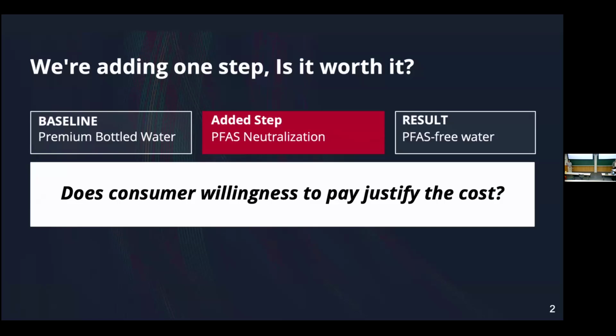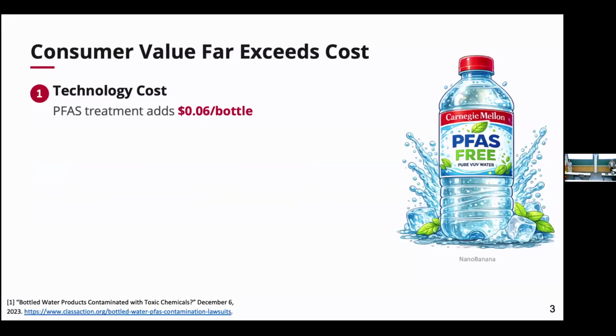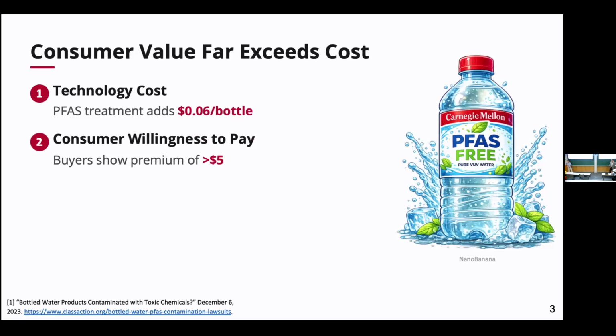The question we wanted to answer was whether consumer willingness to pay was able to justify the cost of our process. Our process model found that at scale, which we'll get into in a second, estimated cost to be 6 cents per bottle of 500 milliliters of water, so 12 cents per liter. Our market analysis estimated willingness to pay over $5, so that's a premium over existing premium bottled water.